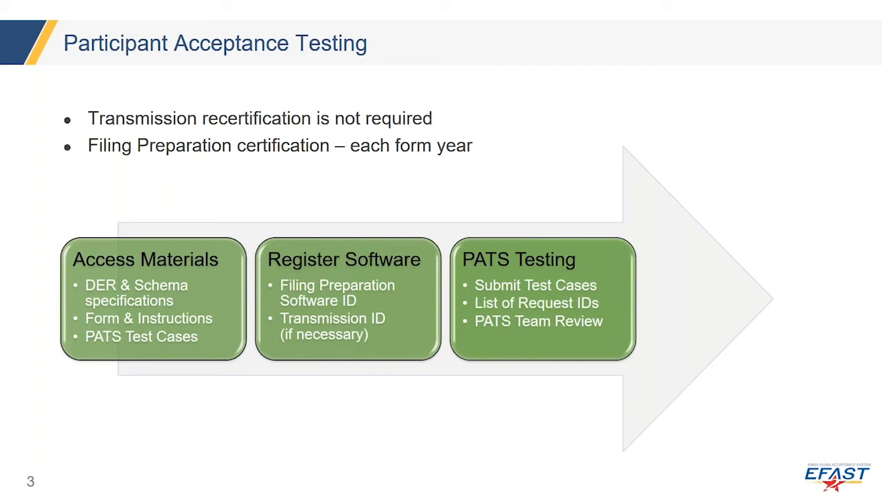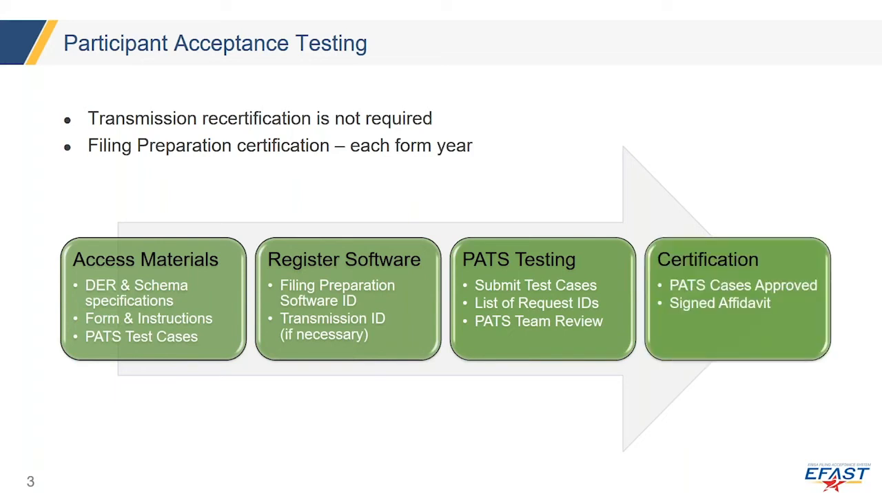Next, you would submit the test cases to the EFAST2 endpoints. Once you've submitted the test cases that you would like to have reviewed, email a list of the request IDs to the contact center with indication of the cases are ready for review, and we will review those. And then finally, after the PATS test case submissions are reviewed and approved, you would sign your online or manual PDF affidavit. The affidavit text is in section 4.2 of the software developer specification if you're interested.